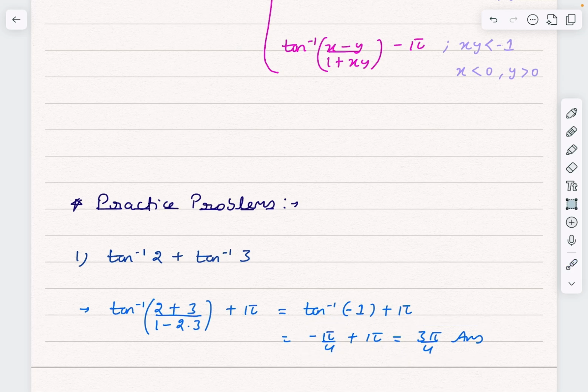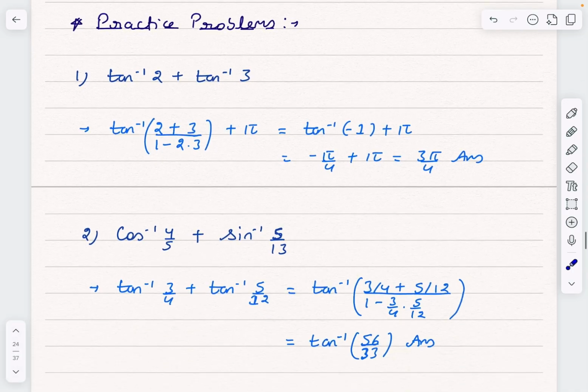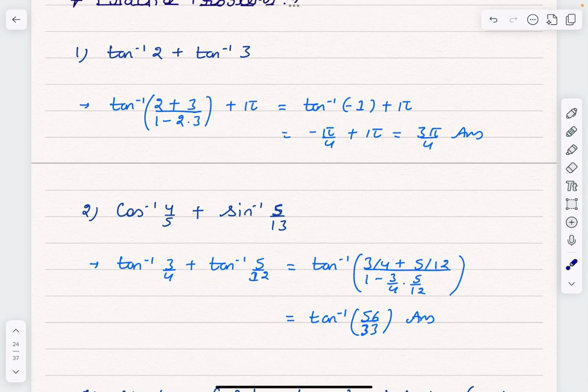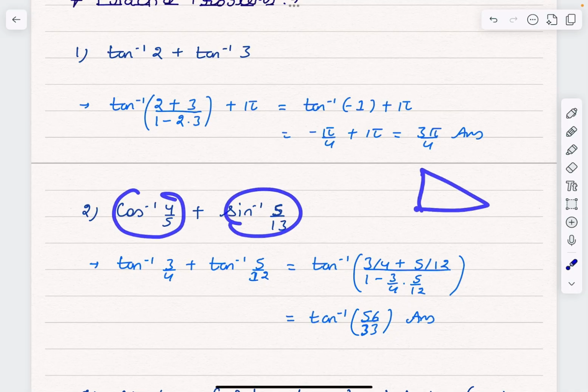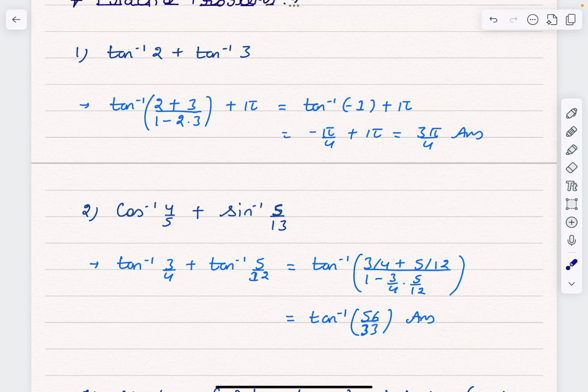I hope it is clear, guys. Next. Cos inverse 4 over 5 plus sin inverse 5 over 13. Remember, the formulas for sine and cos are very typical. The conditions are too messy there, and to remember them will be too difficult. What you do is, every problem you try to solve in tan inverse. So if the question is given in cos and sine, using the triangle thing we discussed earlier, we take this thing as theta, then cos theta, tan theta. So using the triangle thing, convert into tan inverse.